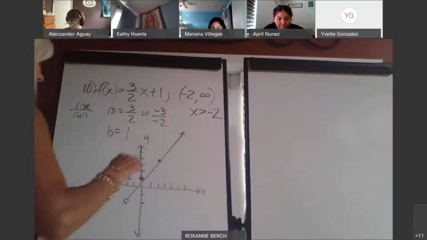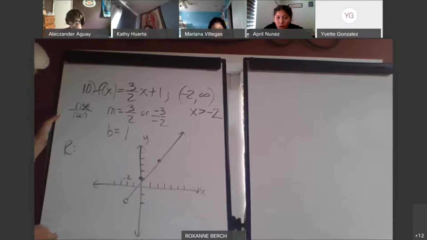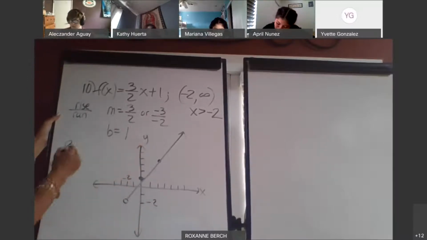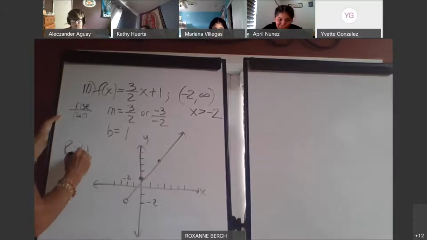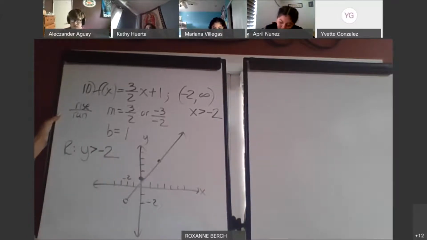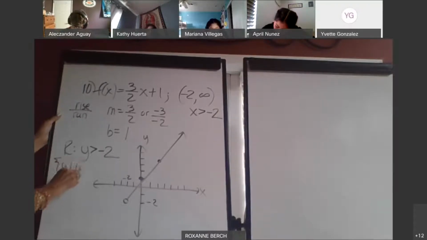So now they want to know the range. So where does the range exist? Well, doesn't it exist up from -2? So wouldn't that just be y is greater than -2? And if we wanted to write it in set notation, it would be y, all y such that y is greater than -2.